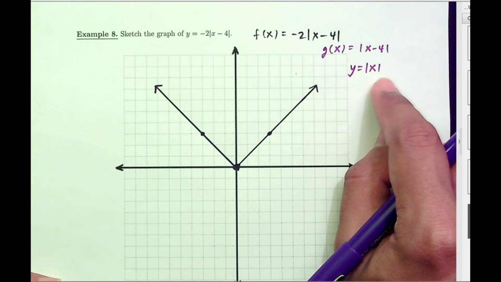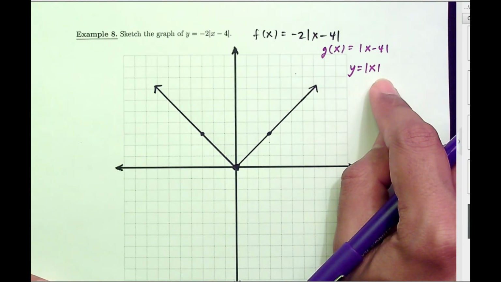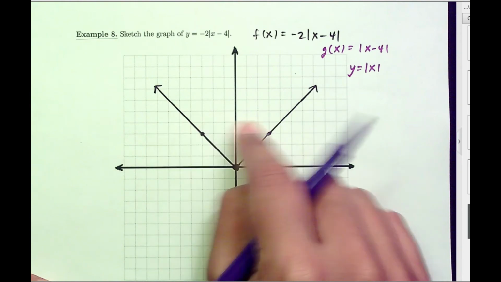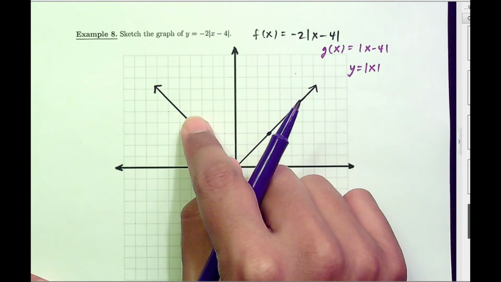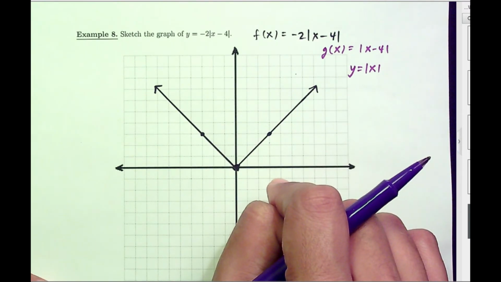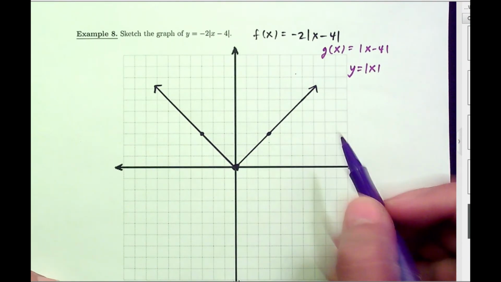The fact that it's happening inside means that it's a horizontal type of transformation, and because it's a horizontal type of transformation, it behaves the opposite way. So I'm subtracting 4, so instead of moving to the left, like the negative numbers normally do, I move to the right. So I'm moving the whole thing to the right by 4.